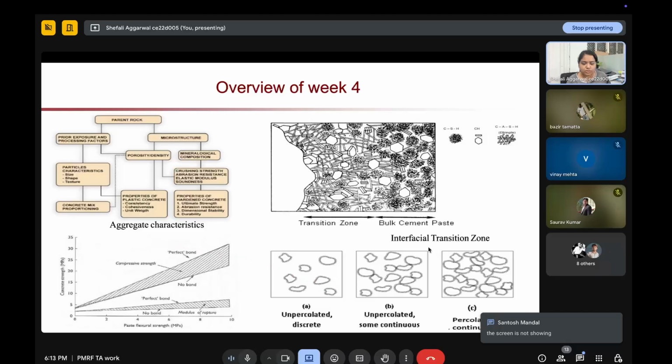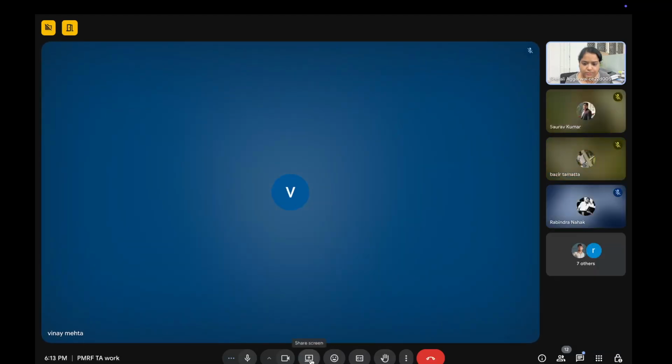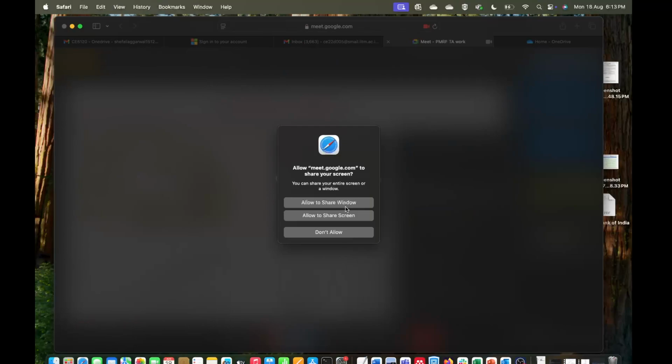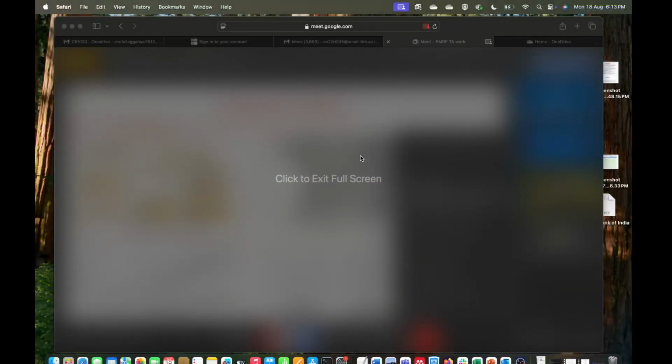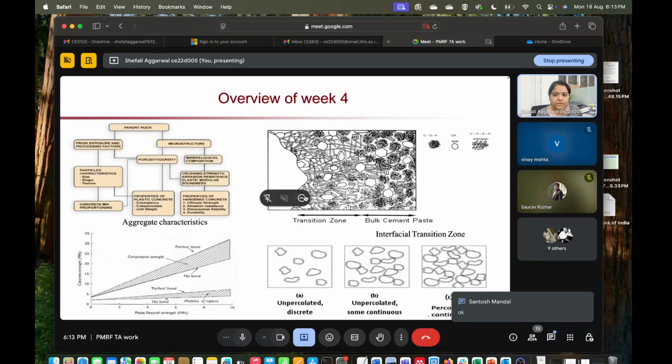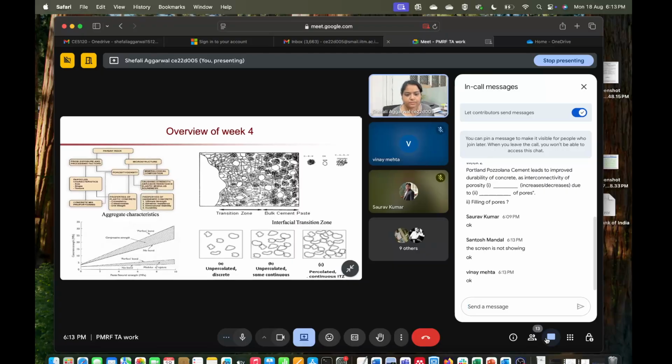Screen is not showing. Now also it's not showing. Wait. Is it visible now? Okay.